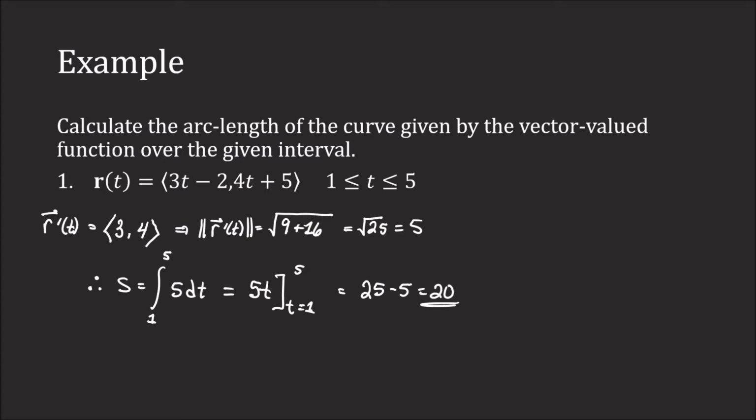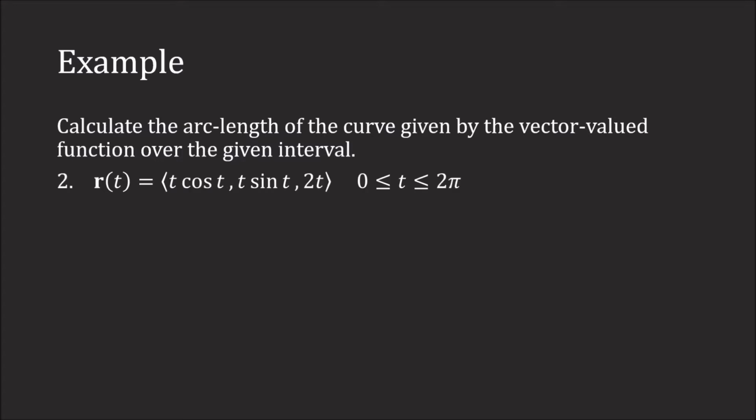Next is a space curve defined by t cosine of t, t sine of t, 2t over the interval 0 to 2 pi. Again, the first thing we need is r prime. Each of these first two components is a product rule. So it would be cosine of t minus t sine of t, then sine of t plus t cosine of t, and then just 2.